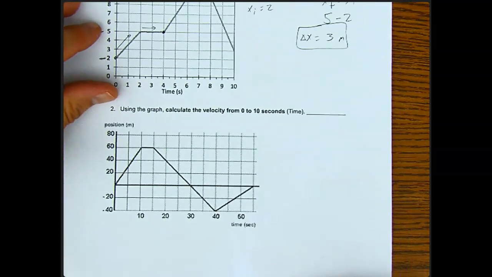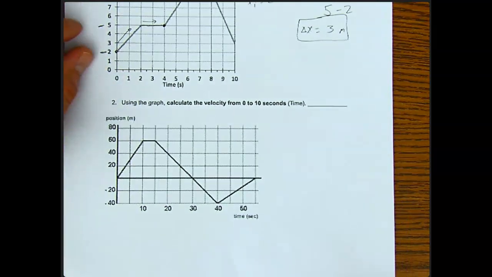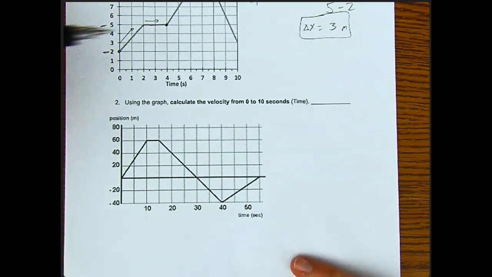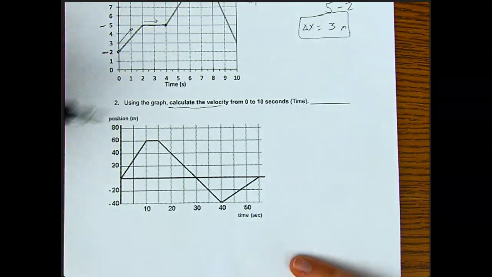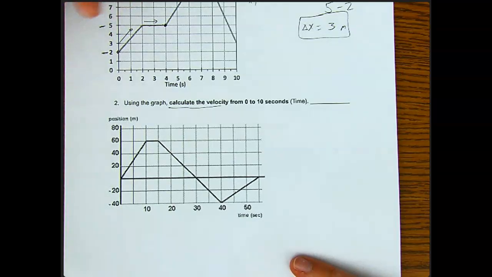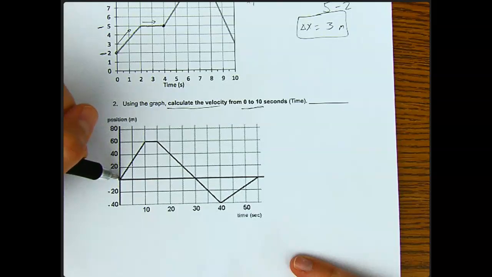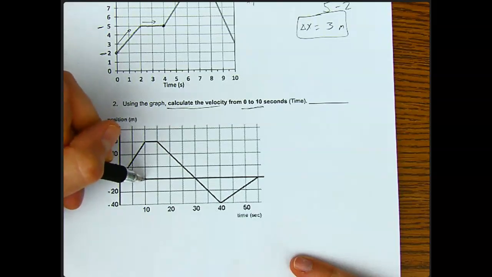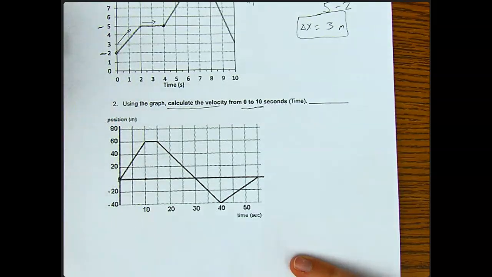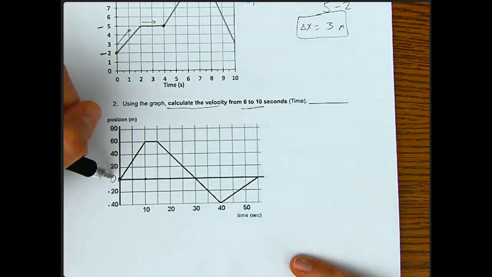Okay, for velocity, for this one, because it says calculate the velocity, I'm looking at the position of the object. I need to know how the position has changed, and I need to know how much time has passed. It tells us the time. It says from 0 to 10. So I'm looking at this window here from 0 to 10. That's the time frame I'm looking at. And I can see that they go from a position of 0 up to a position of 60.